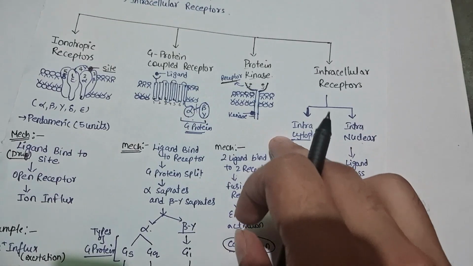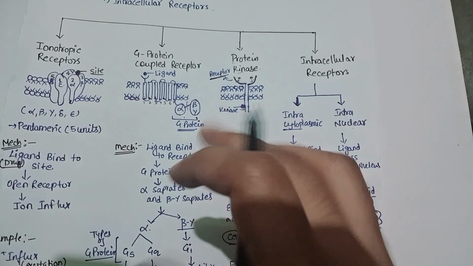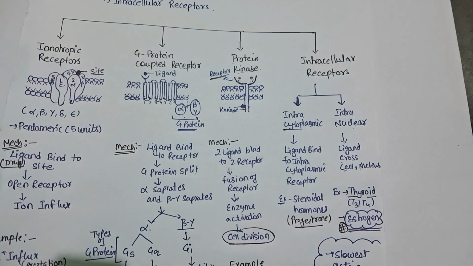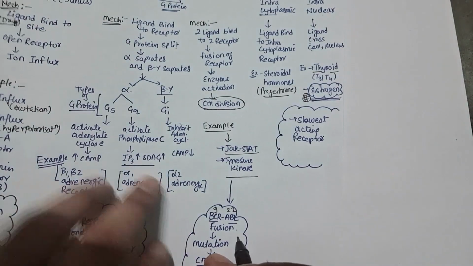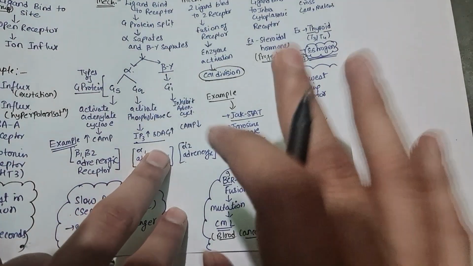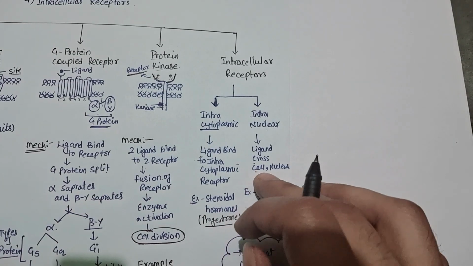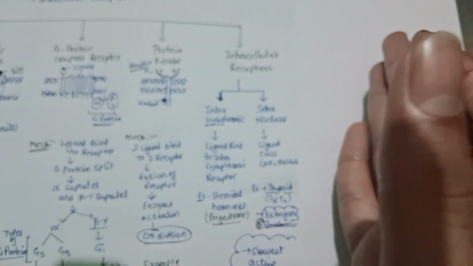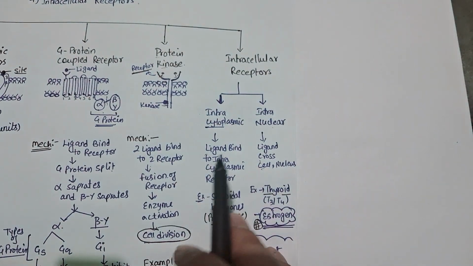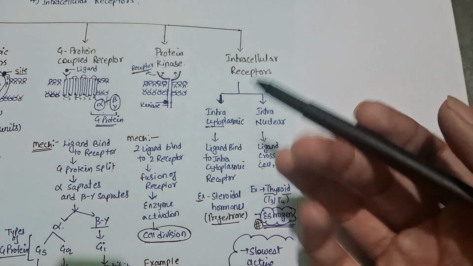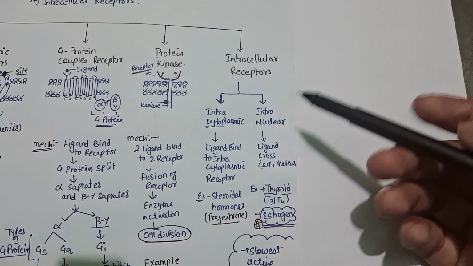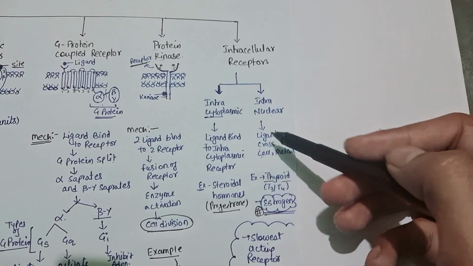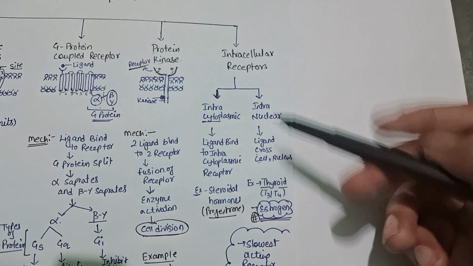Now, last, protein kinase and intracellular. Protein kinase: two receptors bind ligands and fuse, then the enzyme is activated and cell division occurs, and if mutation happens, serious CML, chronic myeloid leukemia or blood cancer, can happen. And last, the intracellular receptor is divided into intracytoplasmic and intranuclear. Intracytoplasmic acts directly inside the cytoplasm, like most steroidal hormones such as progesterone. Estrogen I have put on the intranuclear side, not the intracytoplasmic side. The best examples for intranuclear are thyroid and estrogen, and for intracytoplasmic it's progesterone. And it's the slowest acting receptor.